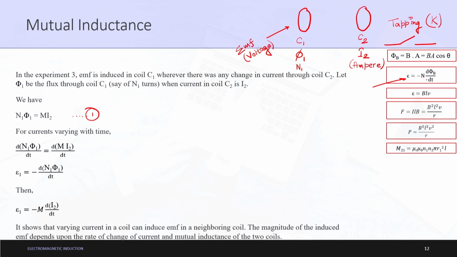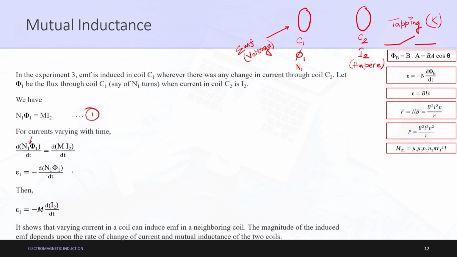So d(N phi) by dt is nothing but epsilon. Because the flux linkage is in coil C1, the EMF induced is in coil C1. If the flux linkage was of coil C2, then the EMF induced would have been of coil 2. Please think of these subscripts while calculating problems and understanding the principles involved in electromagnetic induction. So epsilon 1 is nothing but negative of d(N phi 1) by dt.